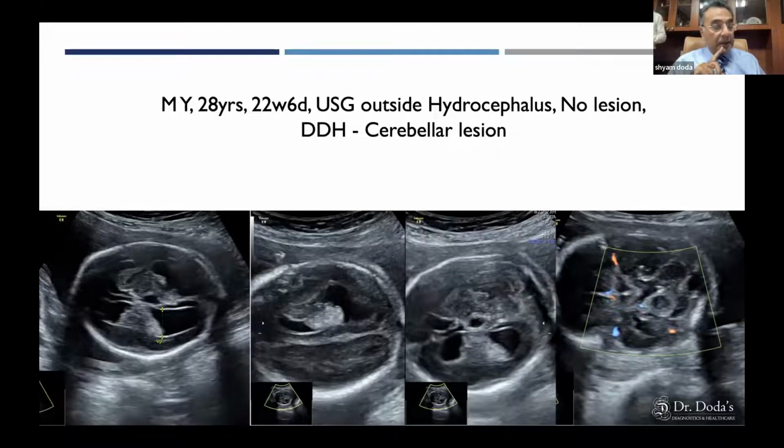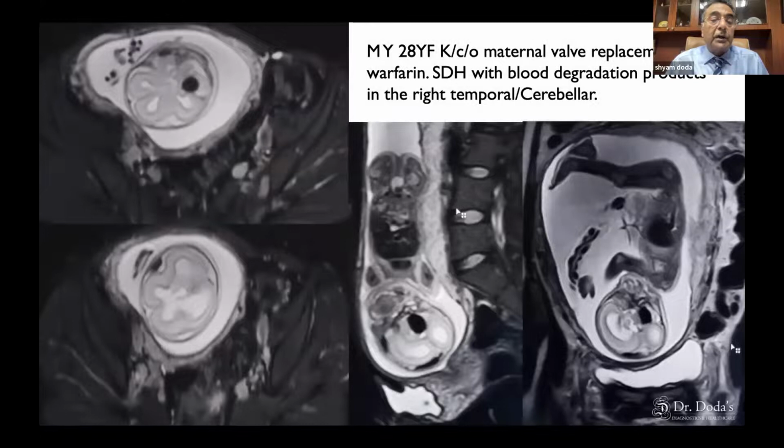So this is another case where ultrasound was done outside, and the patient was thought to be having hydrocephalus, which obviously it is there, and the patient came for a second opinion. In addition to the hydrocephalus, where the ventricles are clearly dilated, we found something in the cerebellar area, and we thought this was some kind of space occupying lesion. Whenever you find such a thing over there, you immediately suspect whether this is hemorrhage or not. And we convinced the patient to get an MRI done.